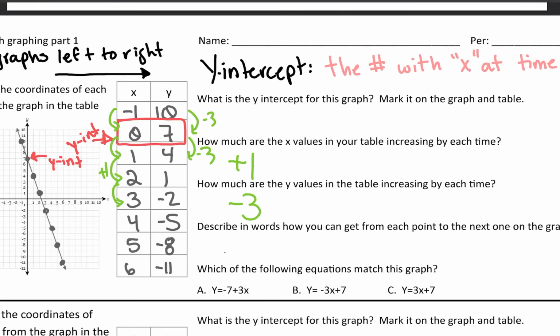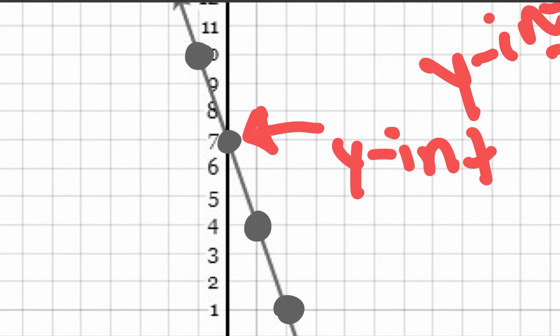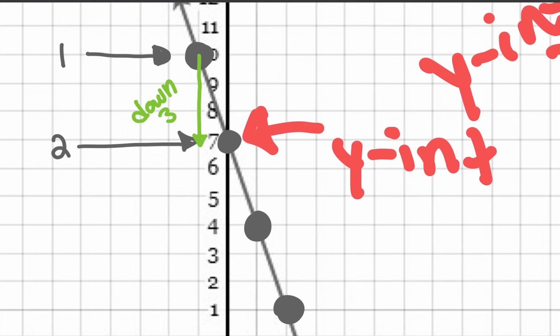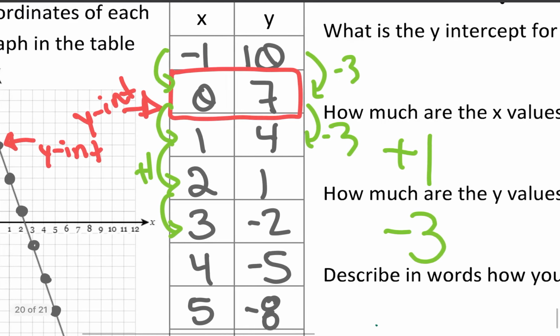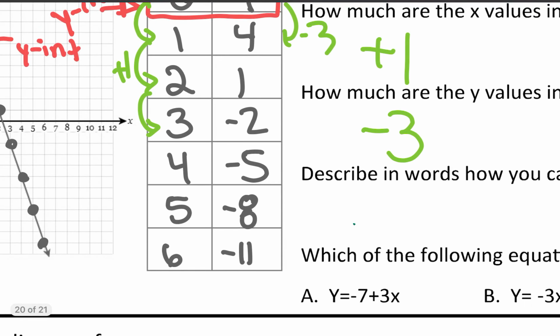Describing words: how do you get from one point to the next in the graph? So again, when I'm looking at the graph, going from left to right, my left point is here, and then my right point is here. So how do I get from this first point to the second point? Well, I go down 3, and then I go to the right 1. Okay, so I'm going to copy that, and I'm going to write that we went down 3, right 1.